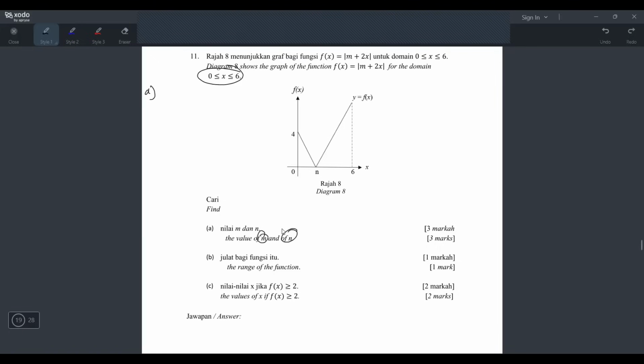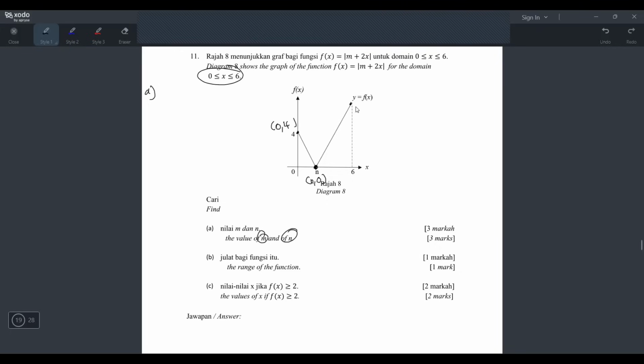How to find m and n? Let me think. m is this one, and n is this one. Before that, let's see what information they gave us. In the diagram, they put in some points. The first point given here is (0, 4), which means when x equals 0, y equals 4. And what about this point? This is (n, 0), which means when y equals 0, x equals n. This is the x-intercept.